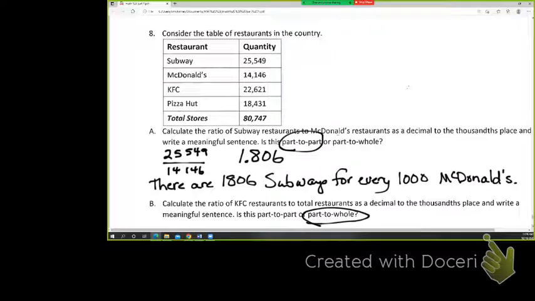So do you move the decimal over 2 places to the left? Yeah, okay. Of every, I mean, to the 1,000. Other restaurants. Or total, all restaurants. I can't hear you.